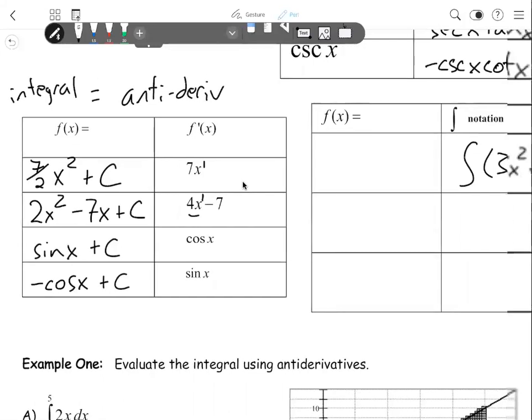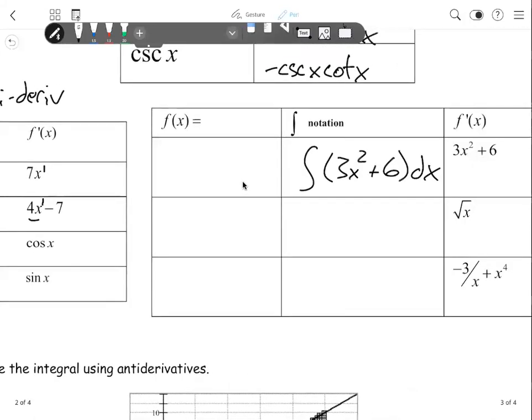I was just explaining how I got from 4x to 2x squared and 7x to 7/2 x squared. Okay, so let me see if I can do that right here. I want the integral of 3x squared plus 6. So I'm going to add 1 to my exponent. I have an exponent of 2, so I add 1 to it. That gives me x to the third. And then I'm going to take that and divide it into the coefficient. 3 divided by 3 gives me 1. And then I'm going to do the second term. The antiderivative of 6 is going to be 6x. And then I need a plus c.